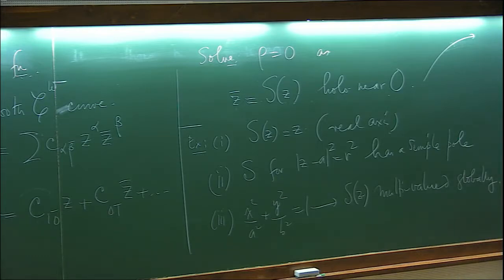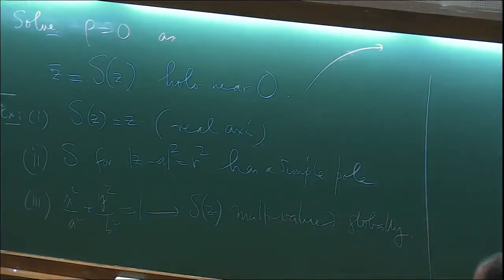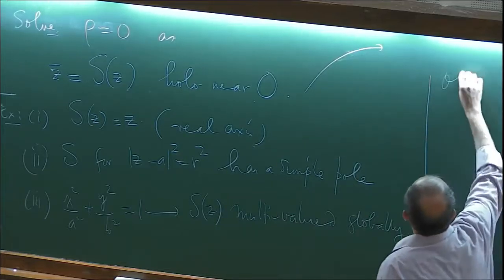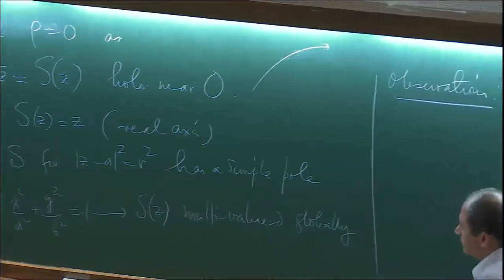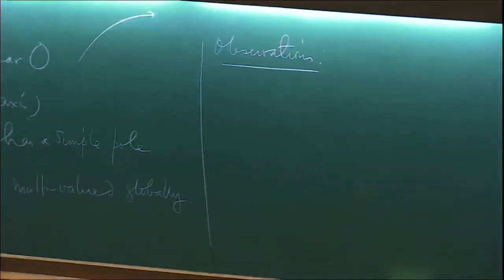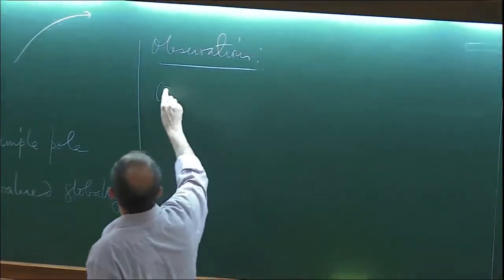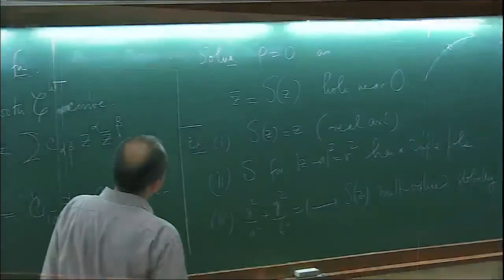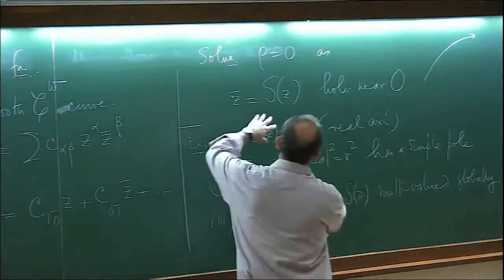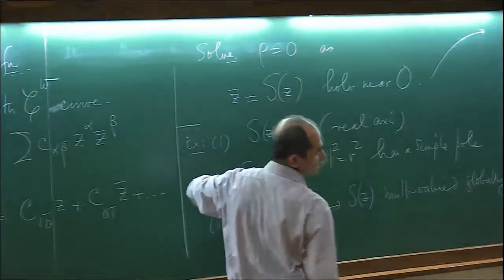Okay. So let's continue with that discussion and then see how quadrature domains actually enter into the picture here. So here are some observations. First of all, we could ask for some finer properties of this Schwarz function locally. For instance, what does the Taylor expansion of S look like near the origin?